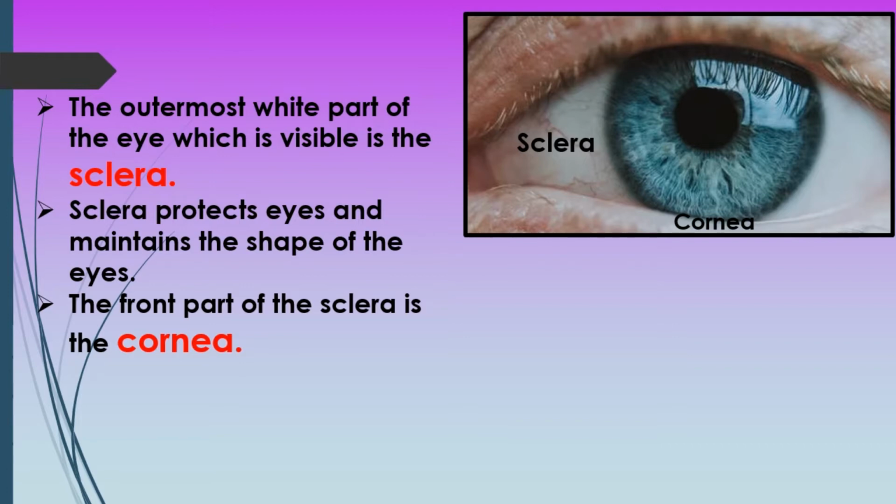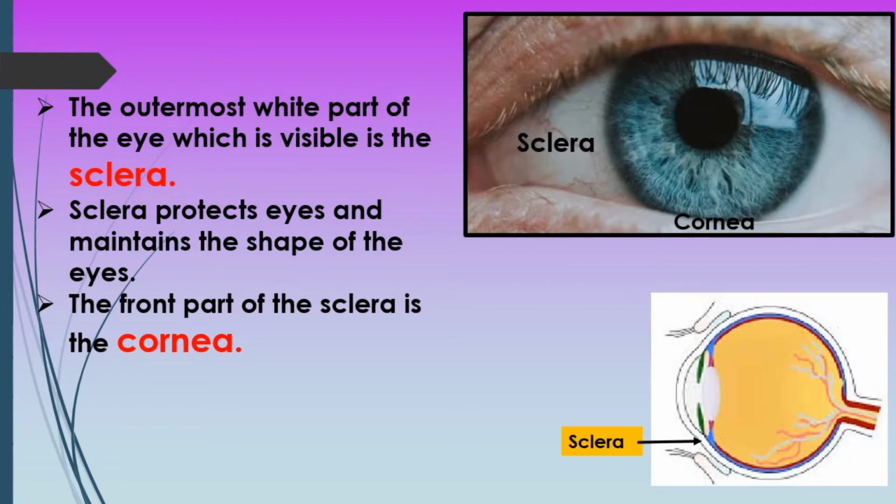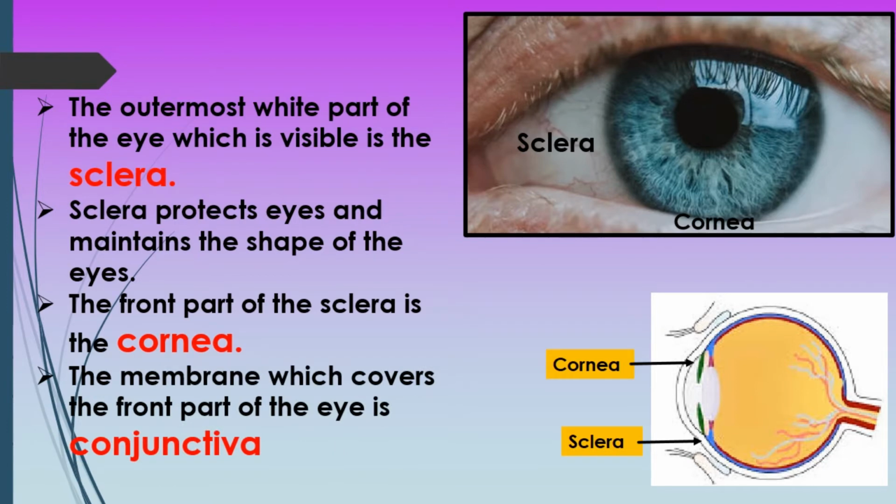Cornea refracts light, and cornea forms the bulging part of the eye. This part is the sclera. Front part of the sclera is the cornea. There is a membrane which covers the front part of the eye, and this membrane is known as conjunctiva.